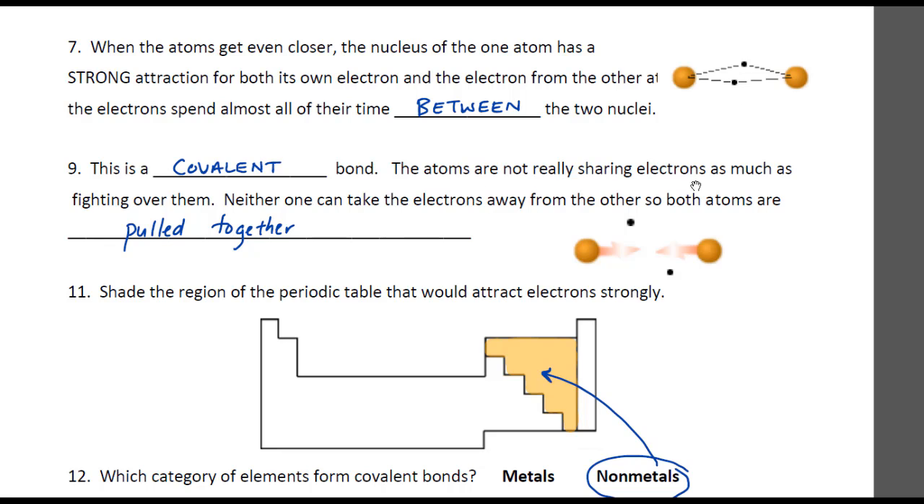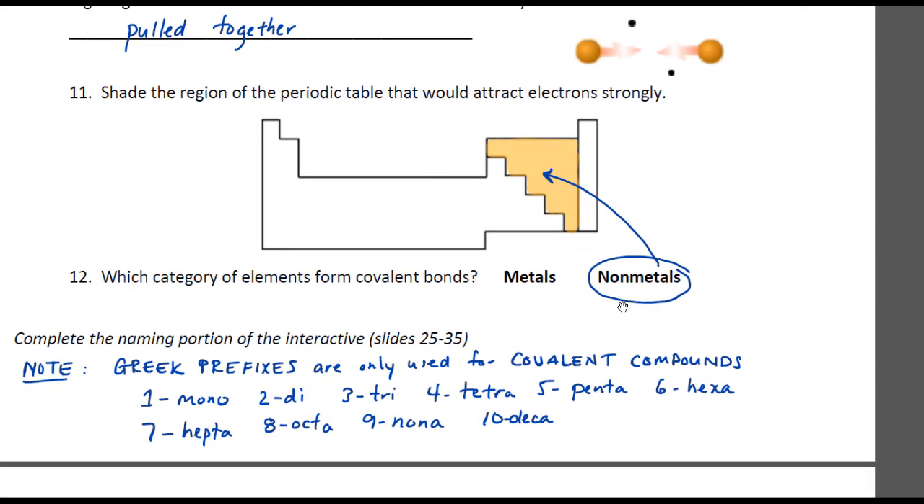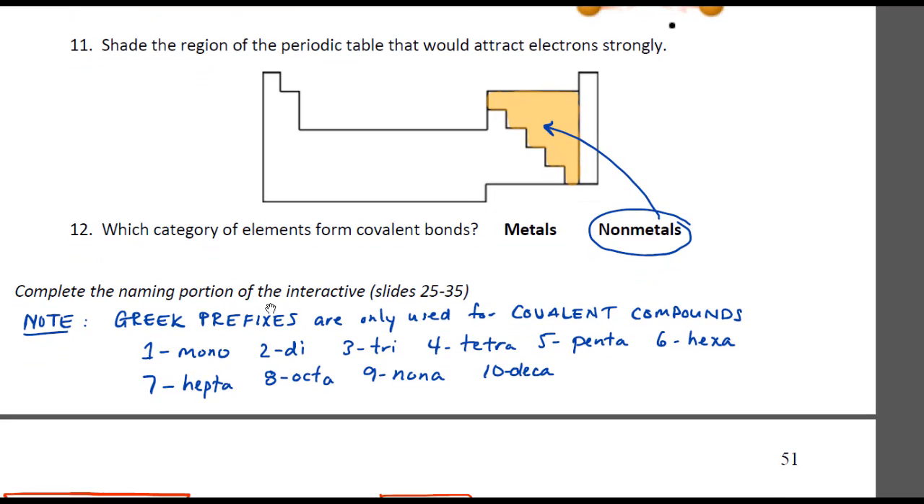The atoms are not really sharing, again. They're fighting over them. Neither one can take the electrons away, so both are pulled together. And again, that happens in the non-metal area. For just nonmetals with nonmetals, not metals with metals, that would be a metallic bond. Not metals with nonmetals, that would be an ionic bond. But nonmetals with nonmetals is a covalent bond. Okay. Now you're going to jump back to the interactive and you're going to look at the slides 25 to 35. So let's go there now.